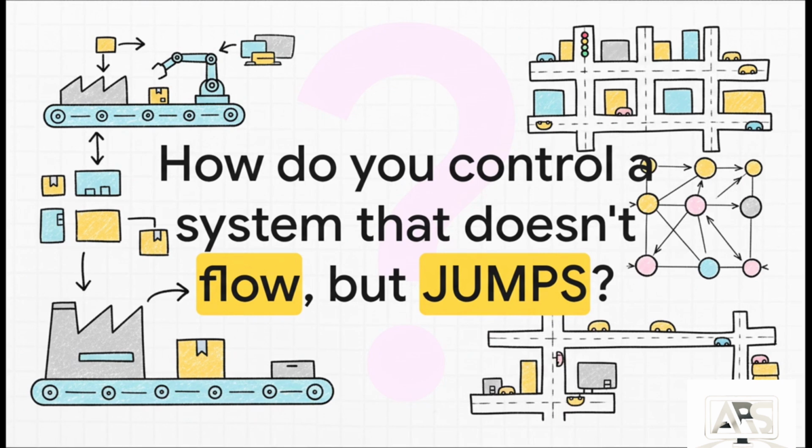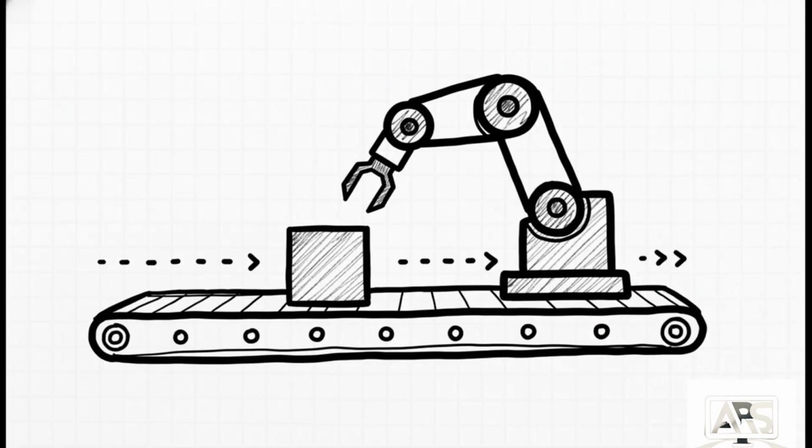So that leads to the big question, right? How in the world do you manage or even begin to control a system that's all about these sudden distinct actions? Your usual math, your calculus, it just won't cut it here. You need a completely different way of thinking, a whole new kind of logic, and that's exactly what we're going to unpack.